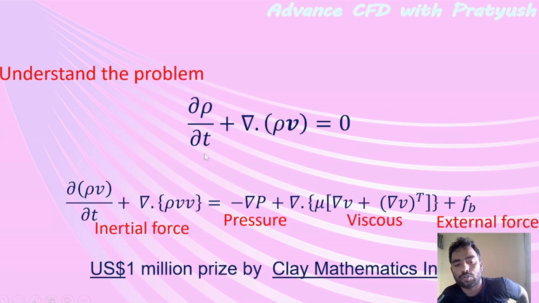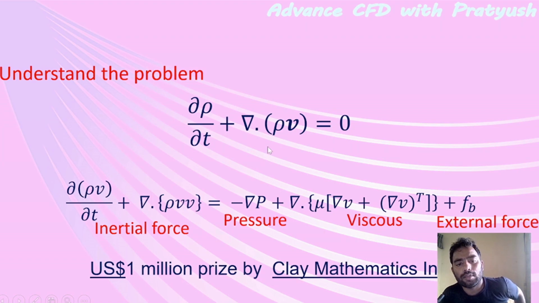So this is the continuity equation and this is the momentum equation. Here the different terms are written. This is the external force, this is the viscous term, this is the pressure term, and this is the inertial force. So generally in CFD we solve these two equations. Based on the different problems, this equation can be modified or solved differently. In simpleFOAM we just exclude this unsteady term and we solve the other terms only.